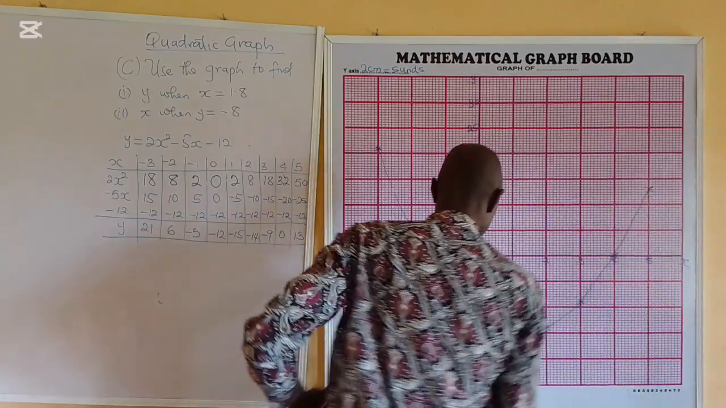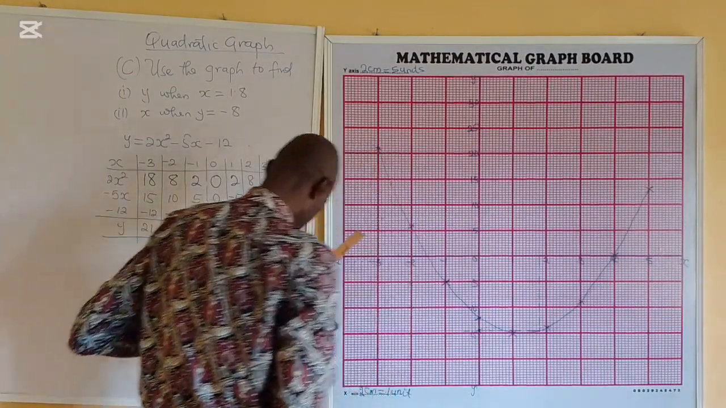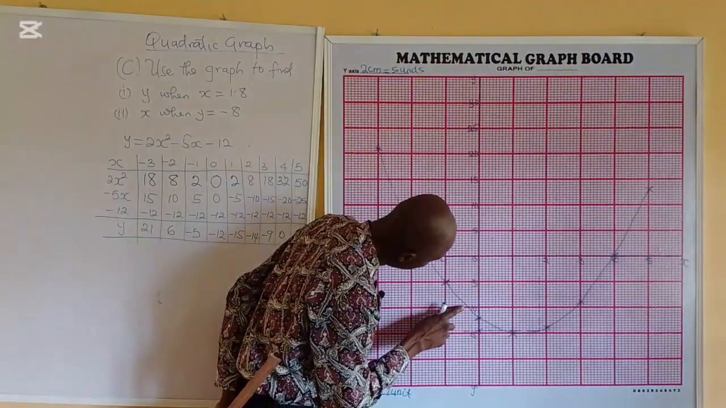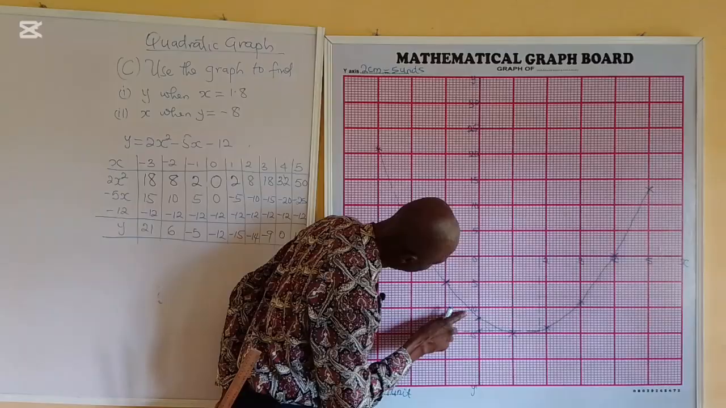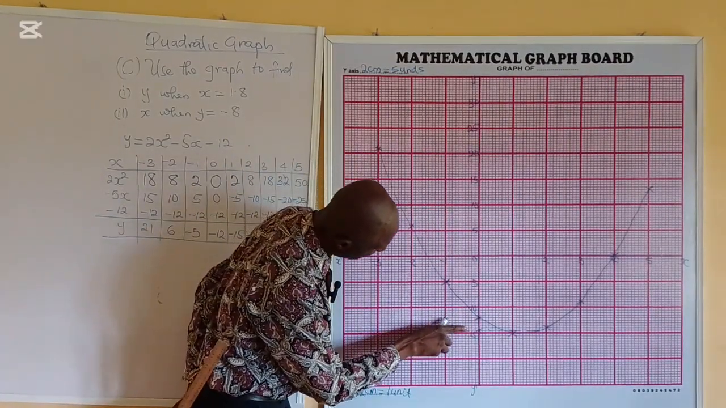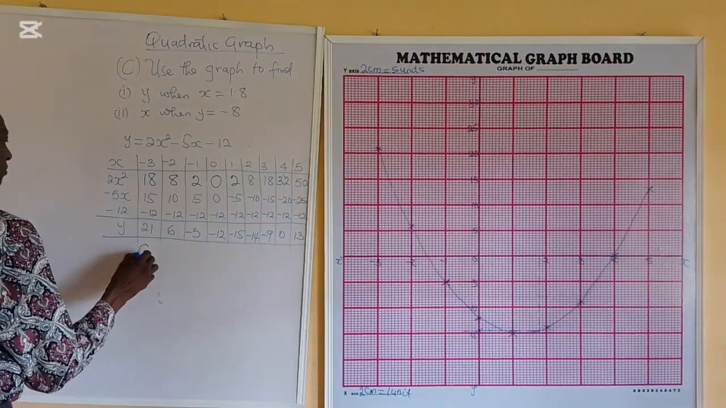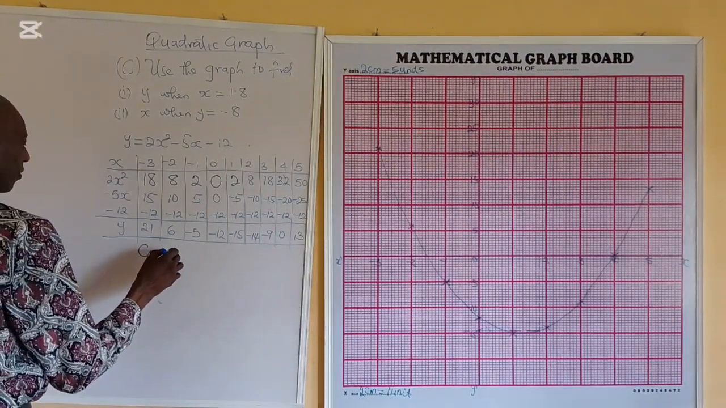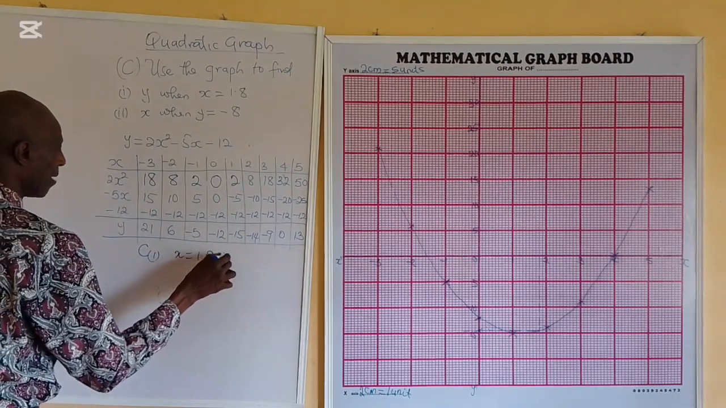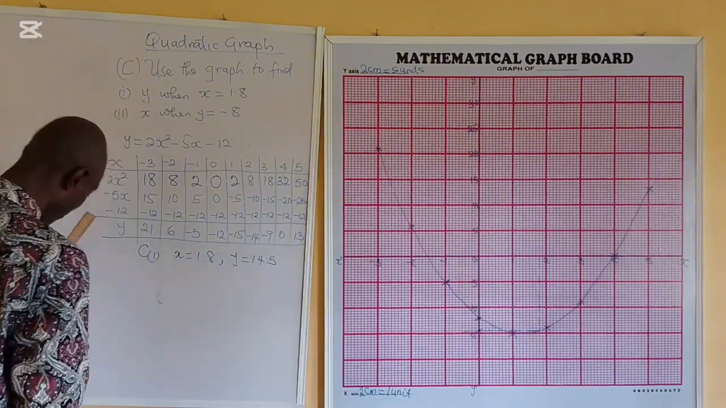Okay. It touches the curve here. And what is the answer? Here is 10, 11, 12, 13, 14, 15. So it's 14.5. So that is C1: when x is equal to 1.8, y is equal to 14.5.